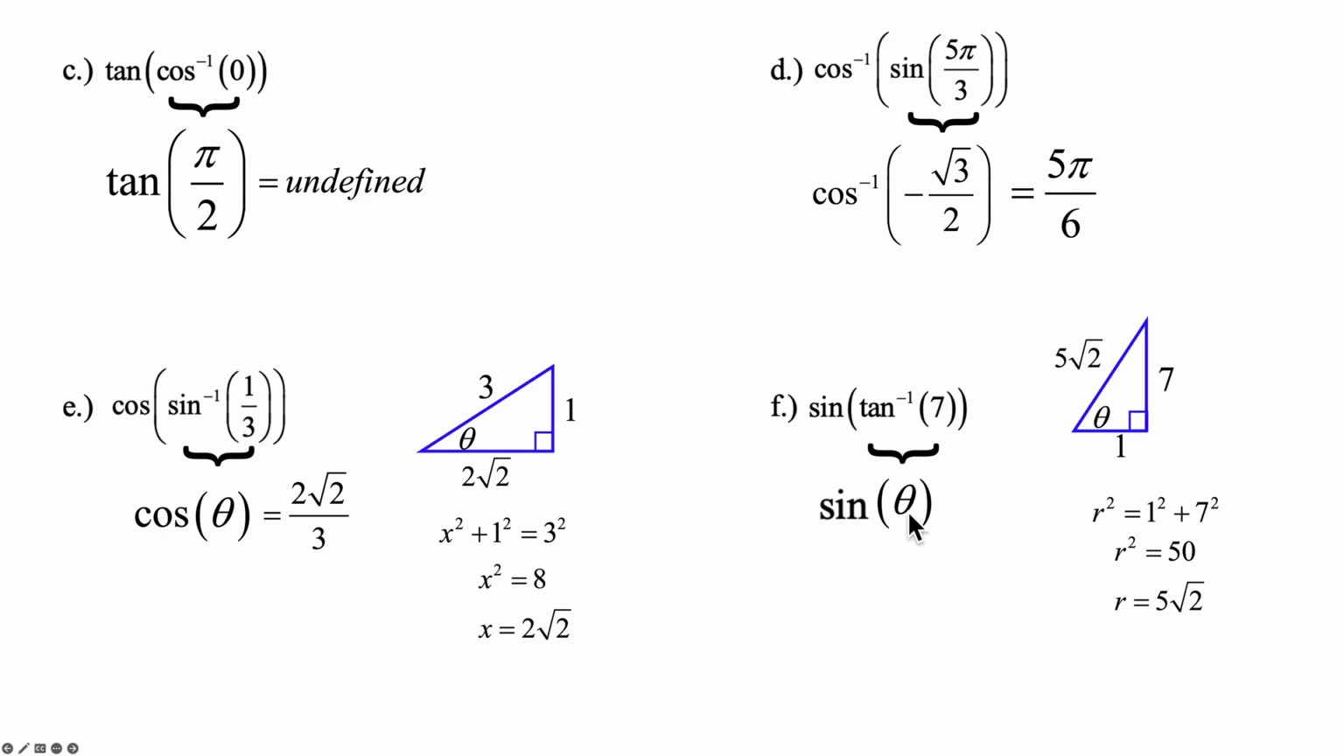Then sine of theta. All right, opposite over hypotenuse, 7 over 5 radical 2. But then we have to rationalize the denominator, multiplying the top and bottom by the square root of 2. You get 7 square root of 2 over 10.